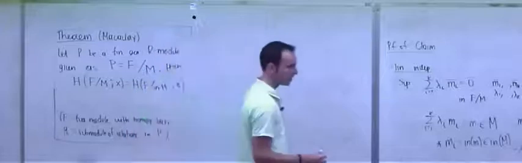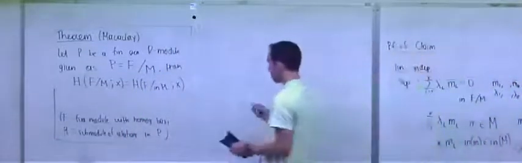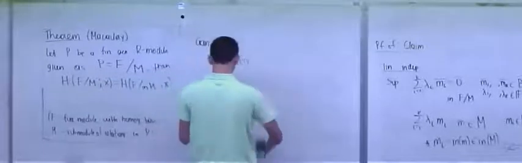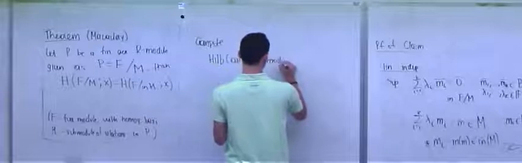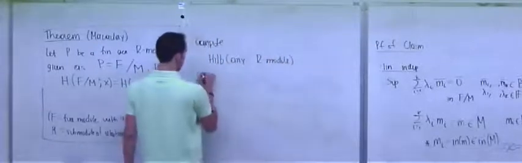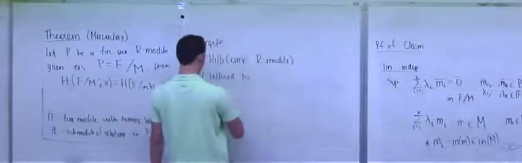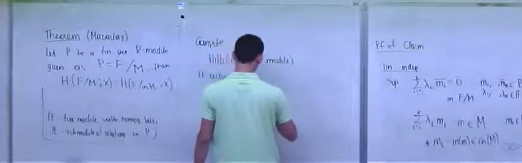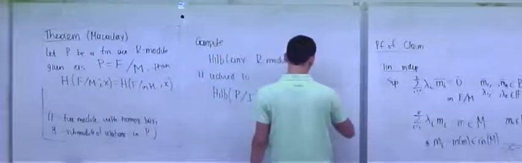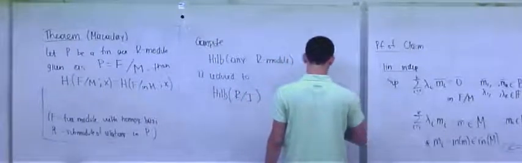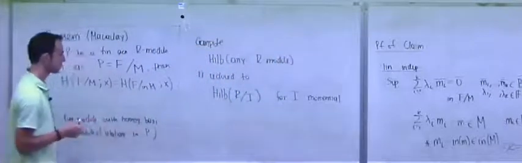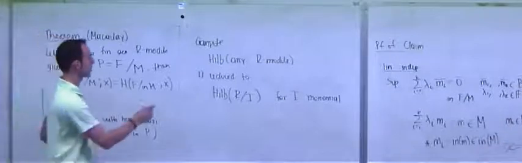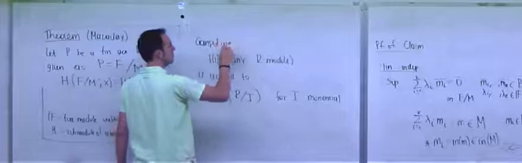So what does this do? It basically tells us that if you want to compute the size of any R module, then you just need to know how to compute the Hilbert function or series, the size of R mod I for I monomial. Computing mod n.